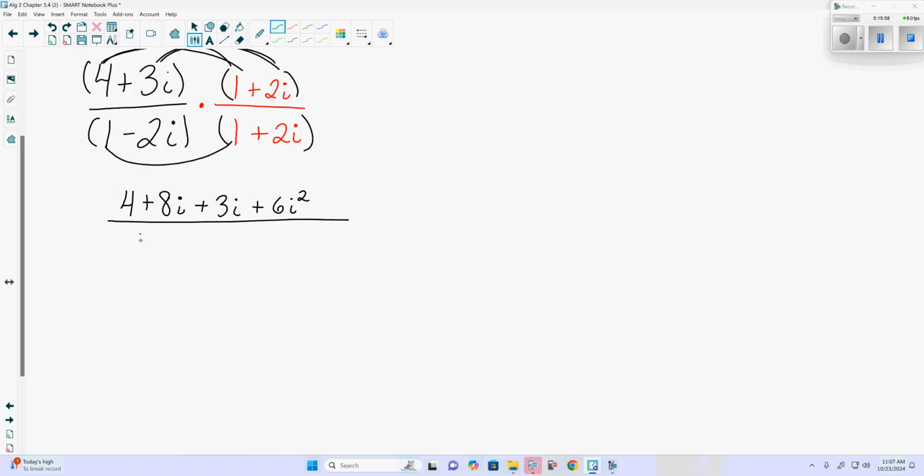First thing we're going to do is 1 times 1, which is 1. Then 1 times 2i is going to be plus 2i. Negative 2i times 1 is going to be negative 2i. And lastly, negative 2i times 2i is going to be negative 4i squared.